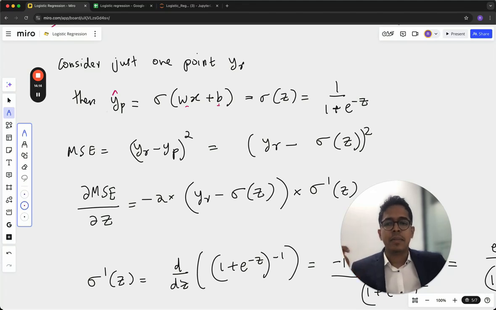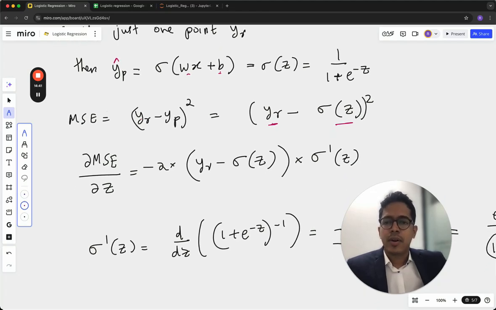In that case, the mean squared error, if we were to define that, will look like Y real minus Y predicted, the whole square, assuming there is only one data point. Let's simplify things so that we assume that there is only one data point, not n data points. So this is equal to Y real minus sigma of Z, the whole square, because the predicted value of Y is nothing but sigma of Z.